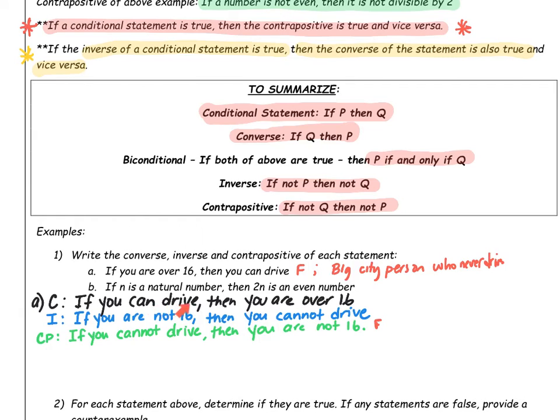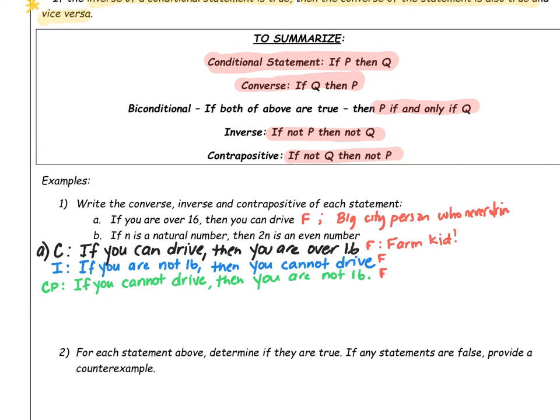If you can drive, so imagine that you can drive, then you're over 16. Well, that's a big fat lie. I mean, if anybody's a farm kid, they know that you learn to drive probably a lot younger than the age of 16, right? So I would say probably a lie. Okay, and then we know that if my converse is true, then my inverse is true, and vice versa. So if my converse is false, my inverse is also false. So if you are not 16, then you cannot drive. False.